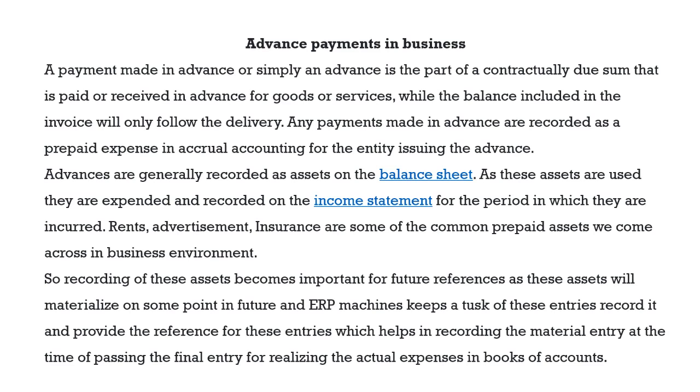Advance payment in business is a payment made in advance, a part of the contractual due. That means, if you receive an amount of money at the beginning, without providing any services, then definitely it is to be considered as a liability. And whenever you make a payment in advance, then it will be considered as your asset. So how to do this? I will show you with an example.